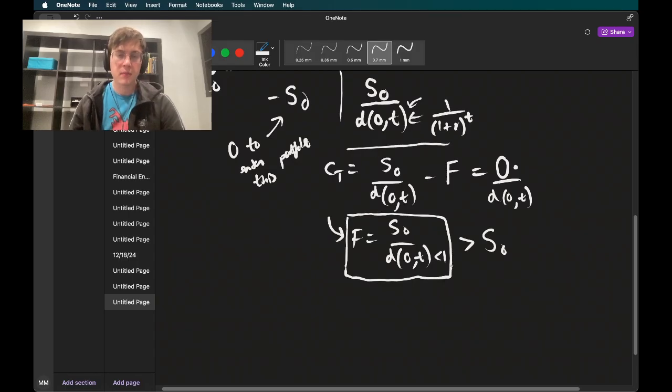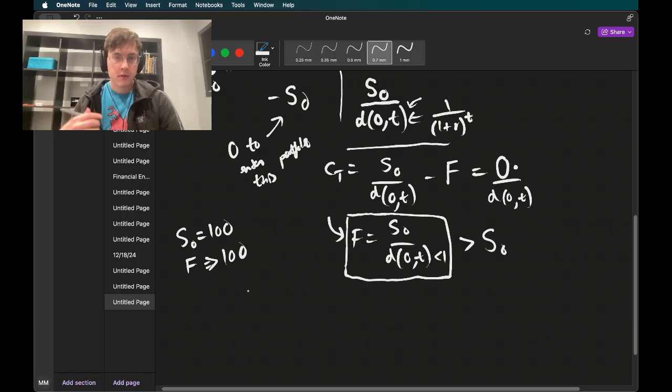So what does this mean? This means that you actually have to pay, let's just say the current price of the underlying stock is 100. Then the price you will have to pay at t equals T will actually be greater than 100. Why? The person you're making the forward contract with has to sort of carry the stock in some sense. They have to hold it, right?